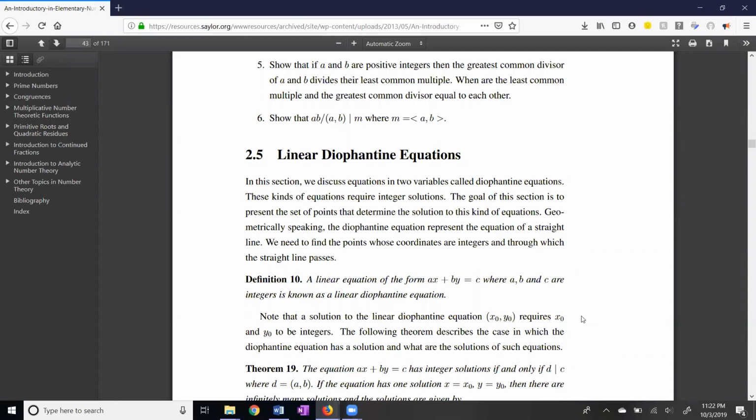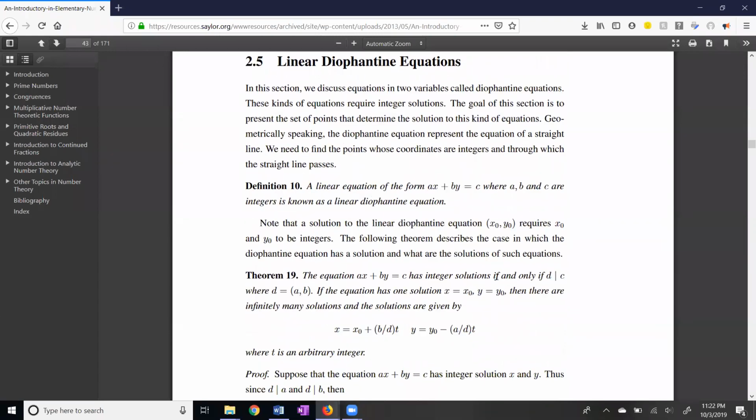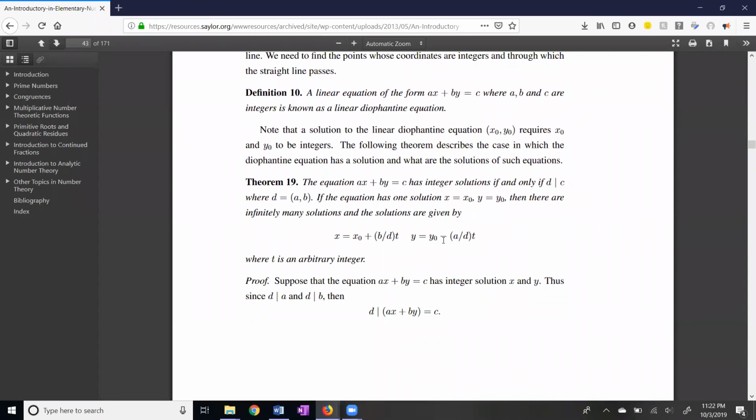We might just take a quick peek at our book here. AX plus BY equals C is our Diophantine equation. And here is our result that we are going to have integer solutions if and only if D divides C. In our proof, we just proved it one direction.